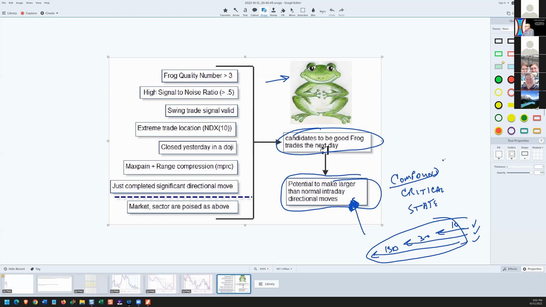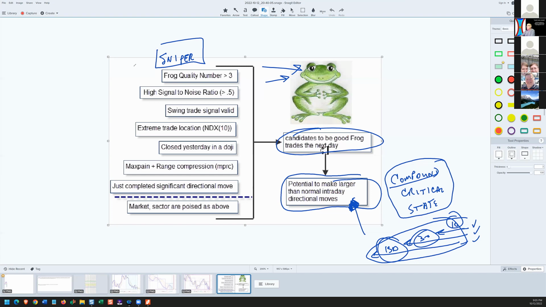So all of the sniper patterns, all of them, give you a compound critical state. And so I'm going to add, any sniper setup is going to be a great frog candidate, which is just shorthand for saying these things are poised to make large, surprising moves. Not surprising to us, but surprising to all of the people in the various lookbacks that maybe don't have our tactical sense of what's going on in the market.